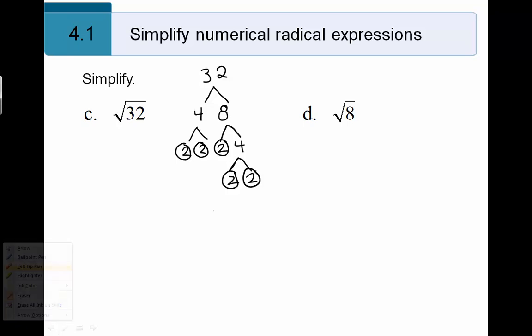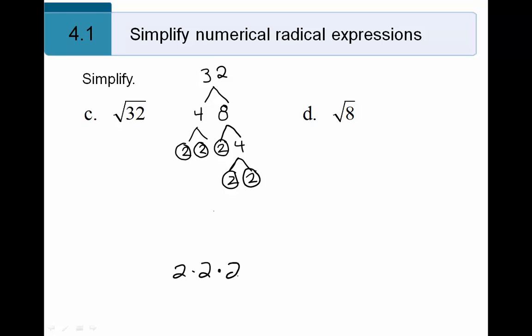Okay, so the prime factorization is 2 multiplied by 2 multiplied by 2 multiplied by 2 multiplied by 2. Okay, and now I'm looking for pairs because that is a perfect square. 2 times 2 is 4, 4 is a perfect square. 2 times 2 is 4, 4 is a perfect square. And then you have a leftover 2.